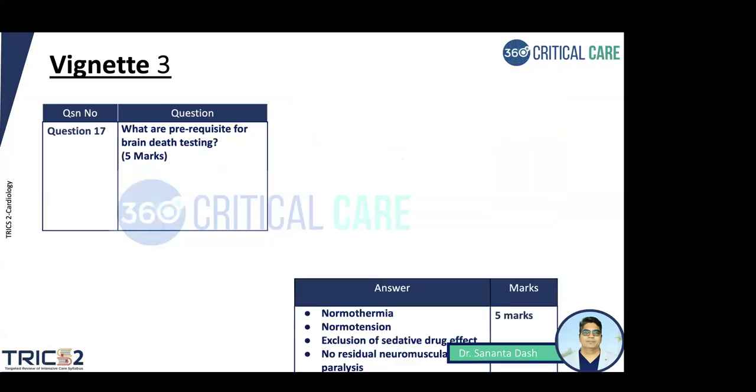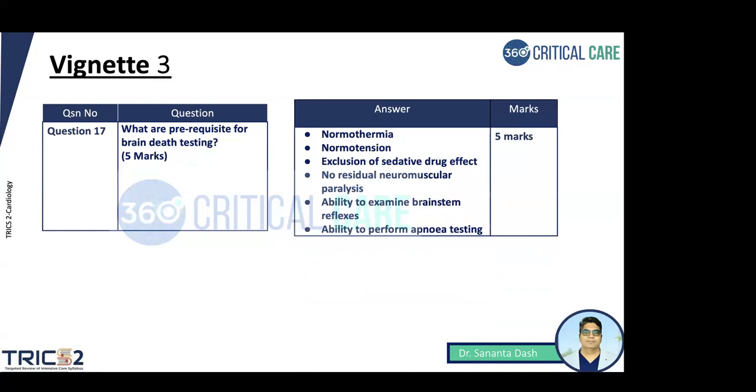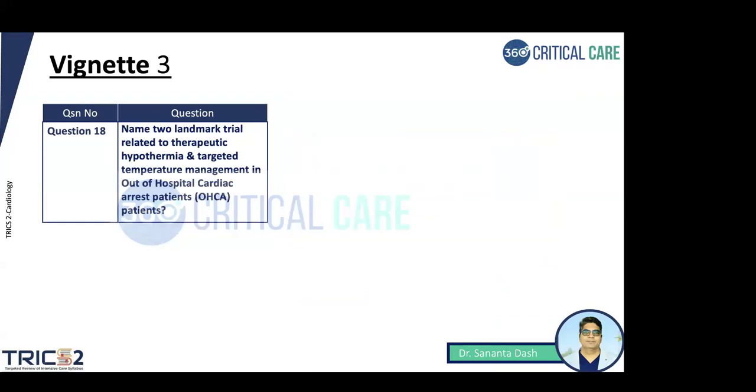What are the prerequisites? Very important question in the exam. You need to know all these prerequisites. So patients should be normothermic, normotensive, exclusion of all sedative agents, no residual neuromuscular paralysis, ability to examine the brainstem reflexes, and ability to perform apnea test. These are the prerequisites to do the brain death testing. Okay, you need to know about this.